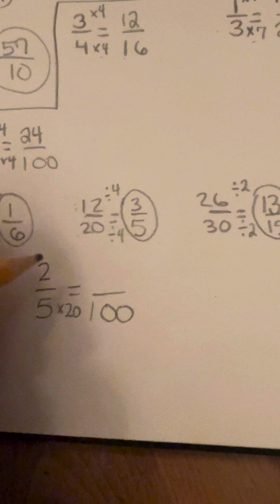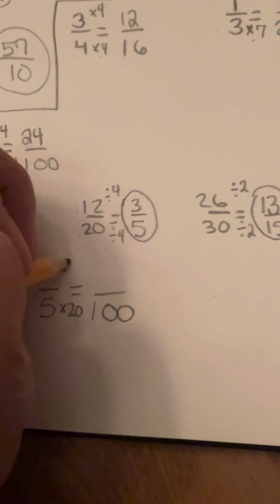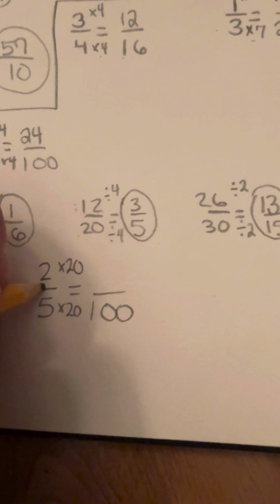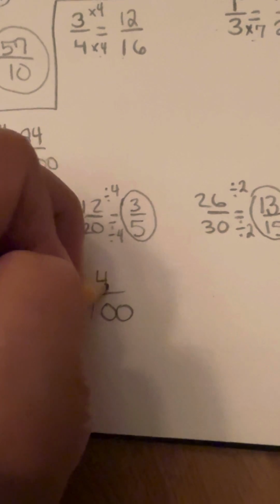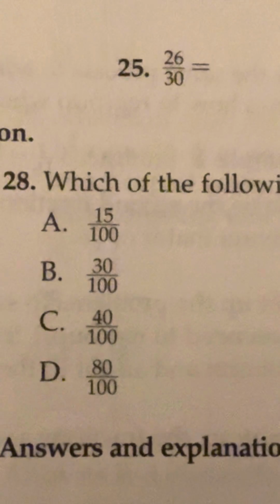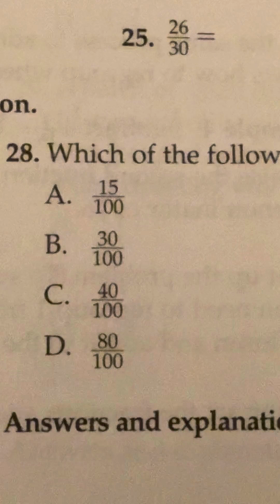Now, if I'm doing that in the denominator, or the bottom, I want to do the same thing up here on the top in the numerator. And 20 times 2 is a nice multiplication. It gives me 40. So 40/100ths is the correct answer. So I can see that C is the correct answer here.